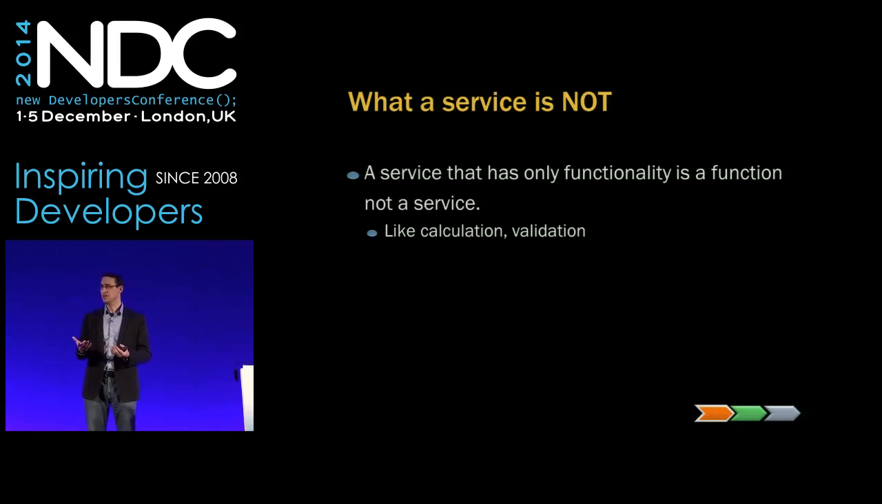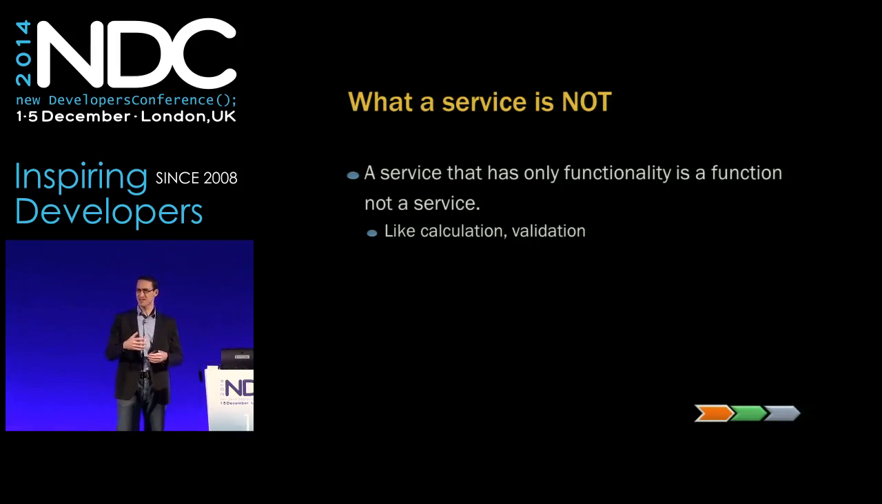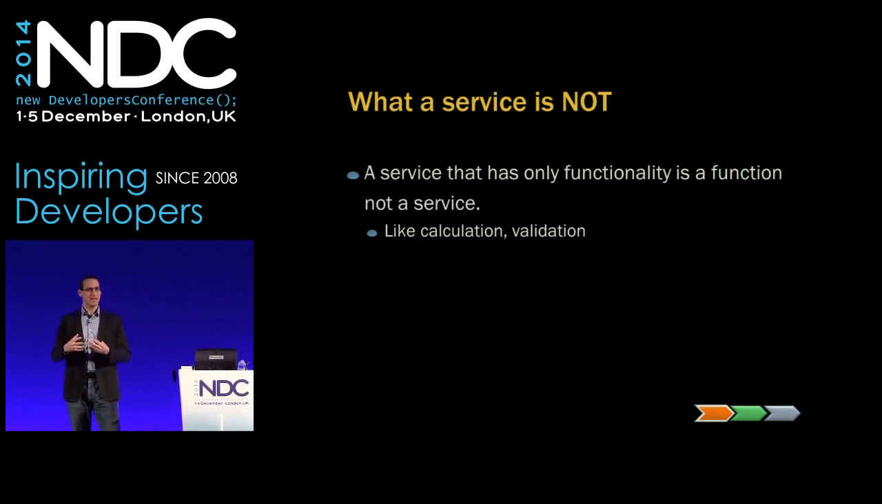Is that really in your interest to make this function remotely callable? Given that we know that at a network level, so many bad things can happen. We can have HTTP timeouts, we can have latency issues, we can have bandwidth issues. All sorts of bad things can happen once you try to cross a network. So you should really ask yourself, is there any advantage in making this function remotely callable?